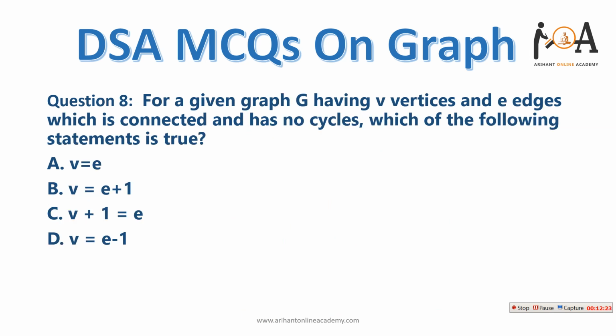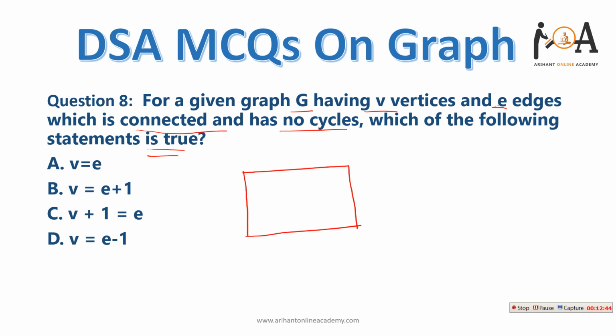The next question is, for a given graph G having V vertices and E edges, which is connected and has no cycles, which of the following statements is true? Okay, it is a connected graph but no cycle is there. So let me make it like that.